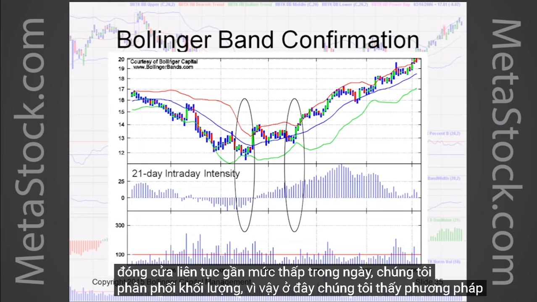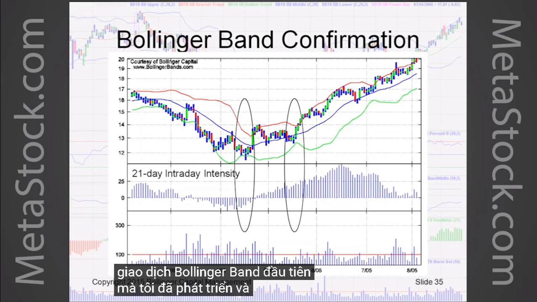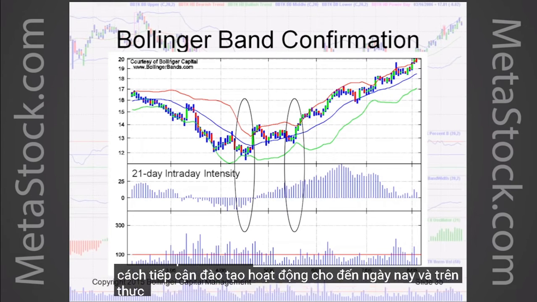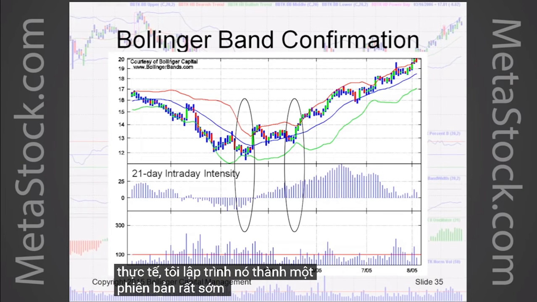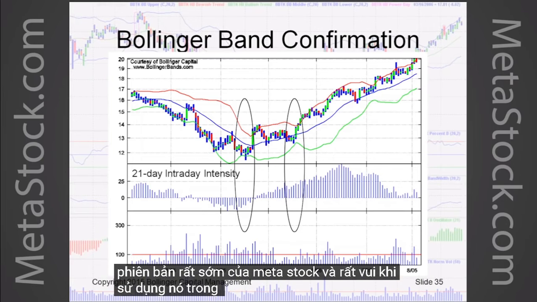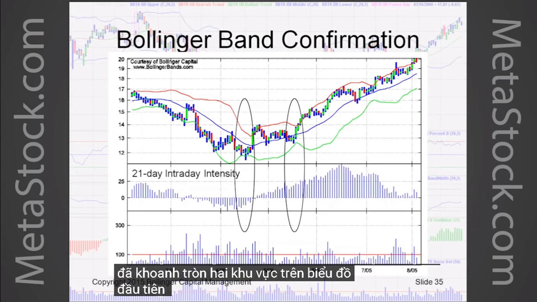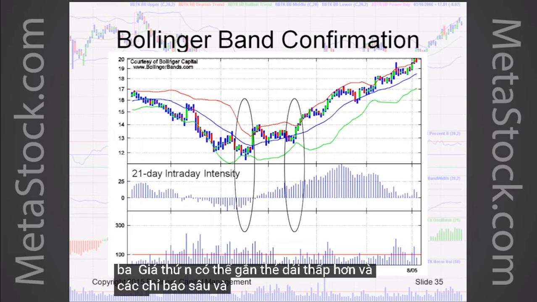So here we see the very first Bollinger Band trading approach that I developed, and a trading approach which works to this day. And in fact, I programmed this into a very early version of Metastock and was very happy using this for a very long time. So we have circled 2 areas on the chart. The first is a confirmed tag of the lower band. Price is able to tag the lower band and the indicator's deep in negative territory.